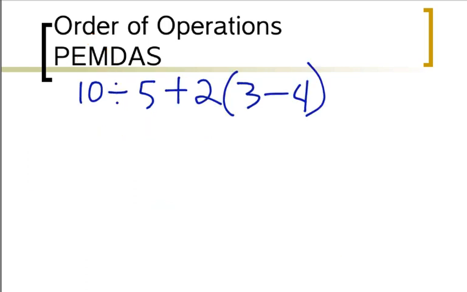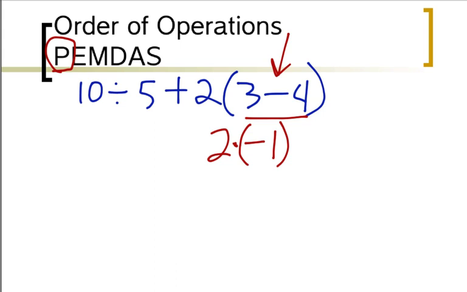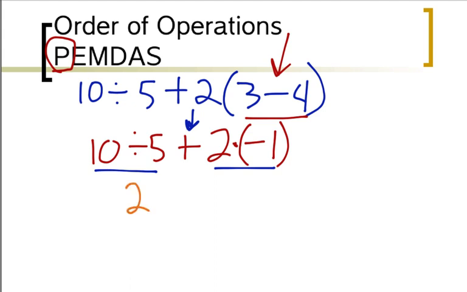Alright, in this example we have parentheses, and parentheses are the first thing that we need to look at. So I look in here first, and I realize that says 3 minus 4, so I actually do the subtraction there. And 3 minus 4 is going to give me negative 1. And now I bring down the 2 that's next to it, and so I've got 10 divided by 5, and then plus the 2 times negative 1. Now it doesn't actually matter whether you do the 10 divided by 5 first or the 2 times negative 1, as long as you don't do the addition next. But left to right, we'll stay with the right form here, and we've got 10 divided by 5, which is 2, and then plus 2 times the negative 1.